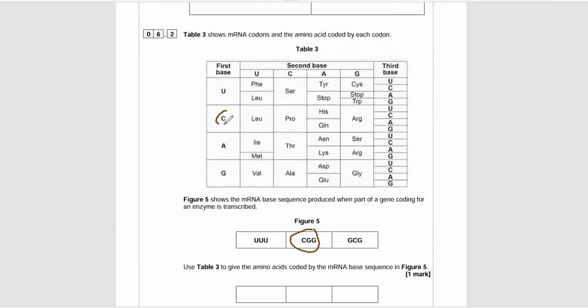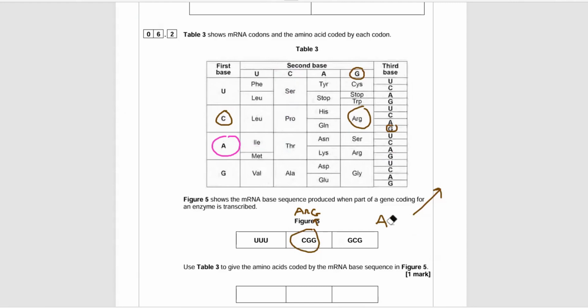So we're going to have a little look up here, and what we can see with CGG, that is arginine, right? Now we have gone to A. Oh God, I've done that wrong. Not ACG, we're talking AGG. Whoopsie. Hold on. Let me delete this.